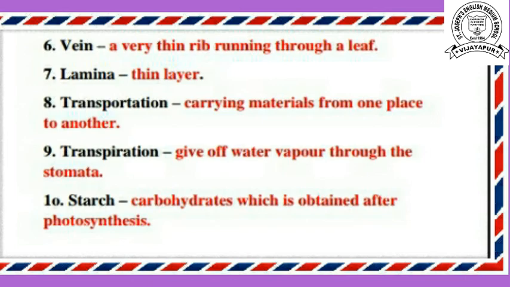Now the next one is the tenth one, starch. Starch means carbohydrates which are obtained after photosynthesis. Starch means the product when the leaves prepare their food with the help of air, water, sunlight and chlorophyll. They prepare the food and that food is stored in the form of starch. So children, got what starch is? When the leaves prepare the food, that food is in the form of starch.